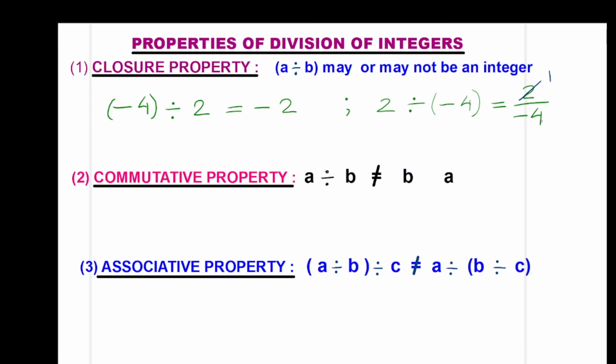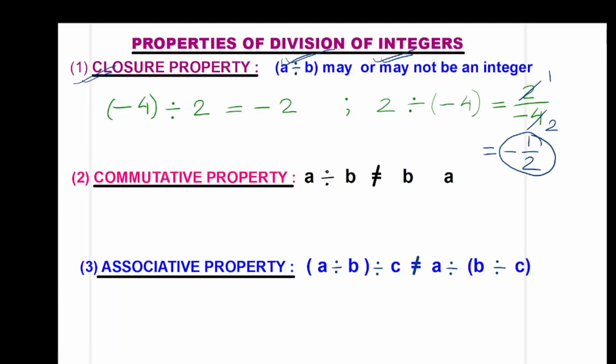2 by minus 4. 2 ones are 2, 2 twos are 4. So what answer will we get? Minus 1 by 2. Here we are getting minus half. Is it an integer? No, it is not an integer. So integers do not satisfy the closure property under division.